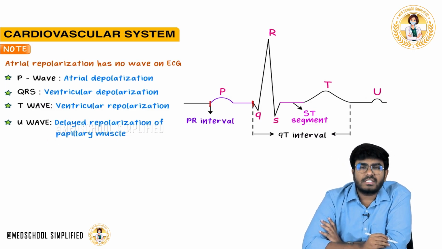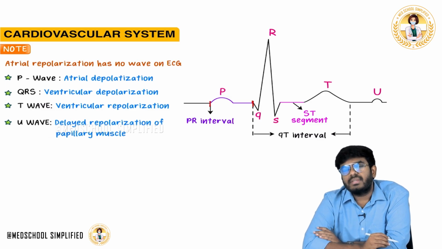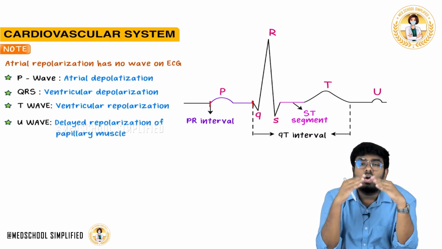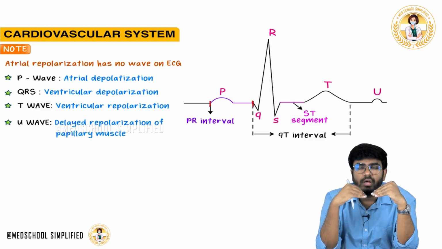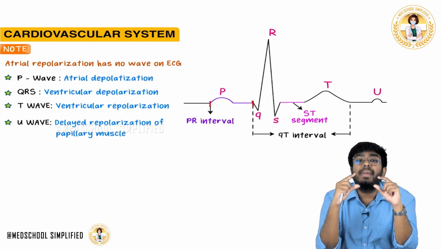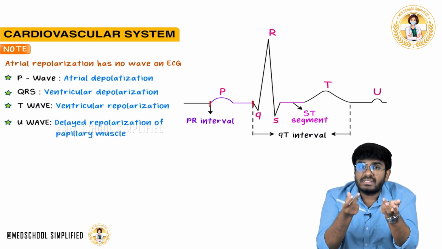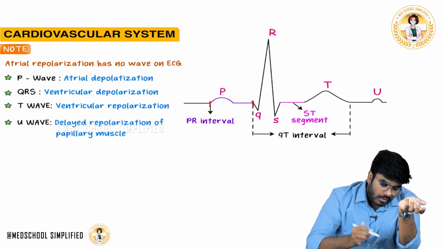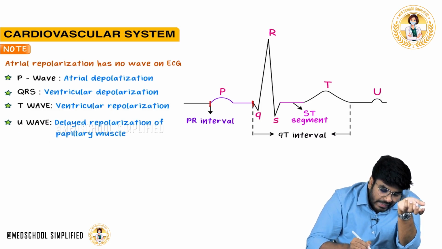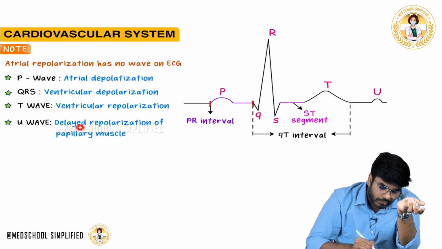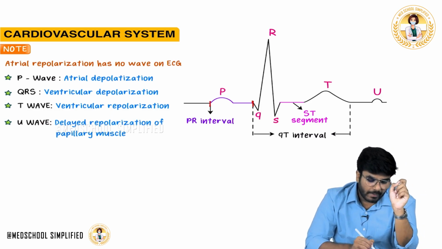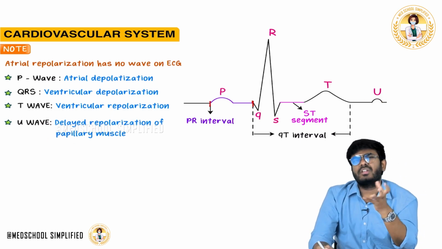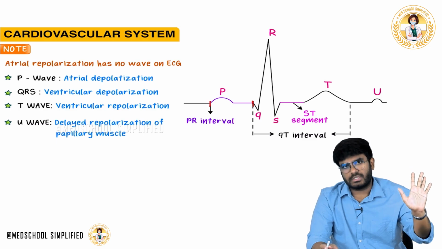In our heart there are muscles called papillary muscles. From the papillary muscles, the chordae tendineae go to the valves. For the opening and closing of the valves, chordae tendineae are there, right? Now these chordae tendineae are attached to the papillary muscles. Since these are muscles, they can undergo depolarization and repolarization. The U wave is due to delayed repolarization of the papillary muscles. It is a very small wave which is not usually seen, and that's something absolutely physiological.